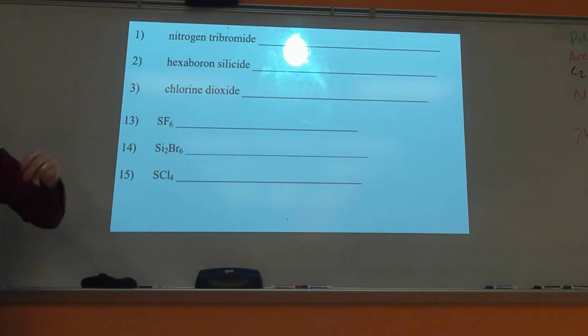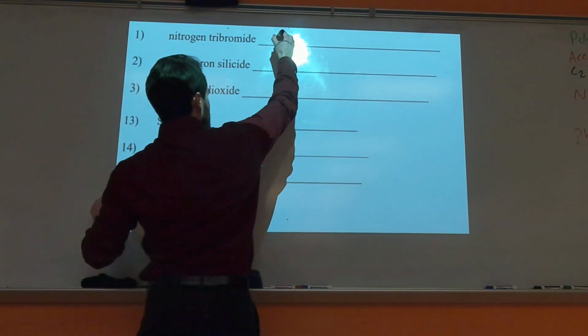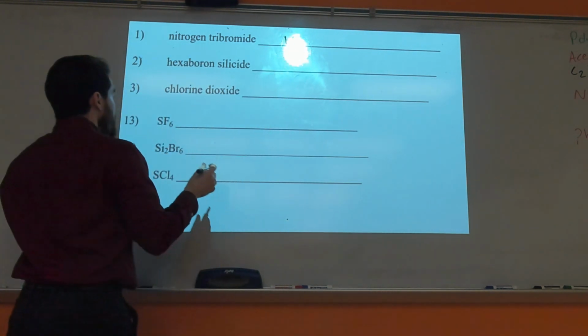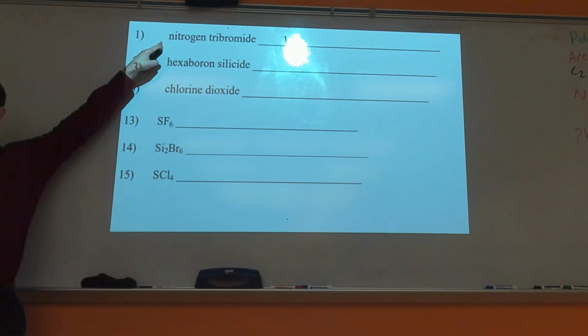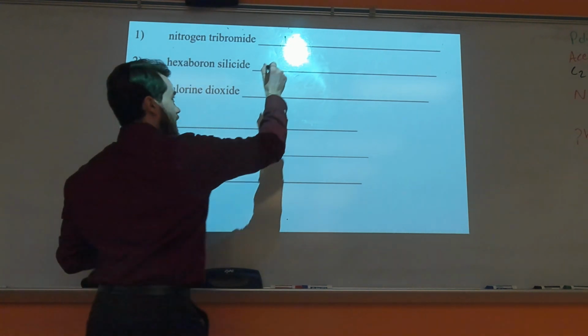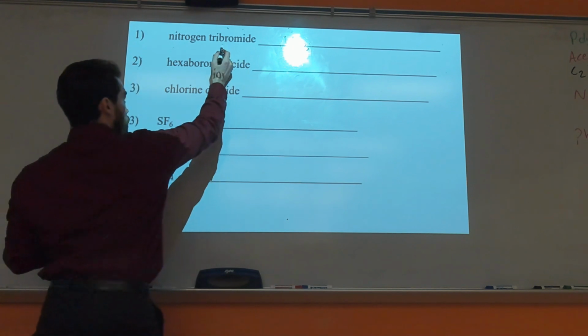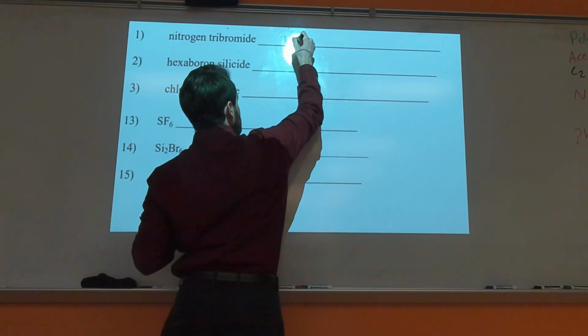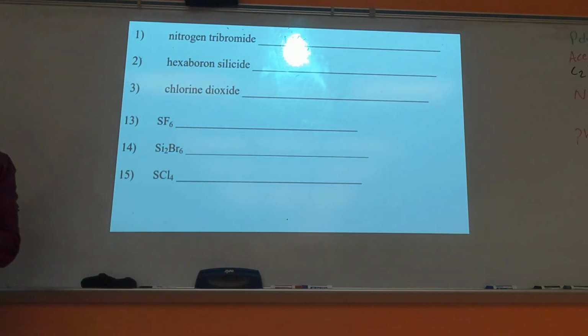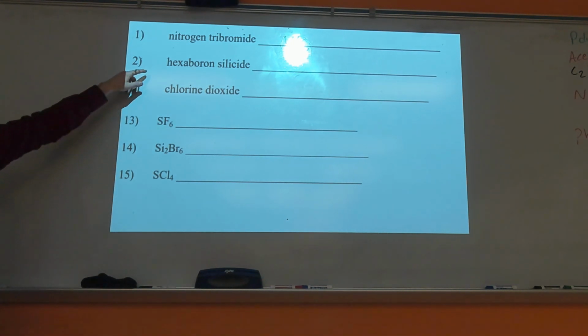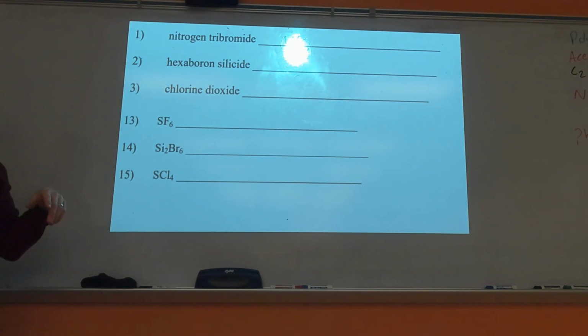Anyways, nitrogen tribromide. So anybody think they know what that would be? Let's get the hand up, you know? Yeah, go ahead. Yeah, good. Nitrogen, well, that's N. You don't see a prefix, that means it's just 1. Tri, well, tri means 3. Bromide, that's talking about bromine. So NBr3.